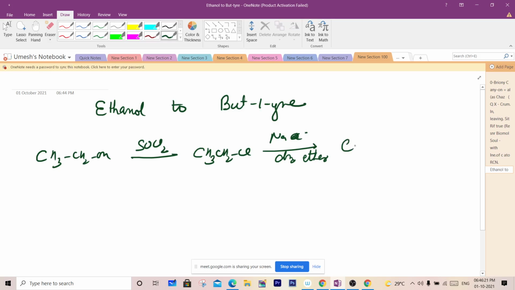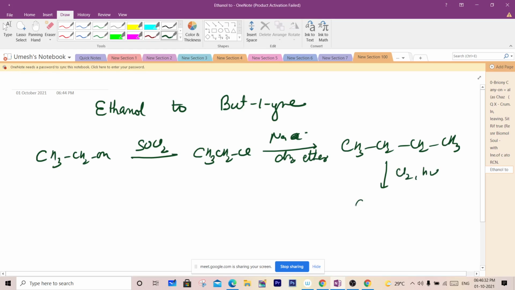Butane. Okay. Then react it with Cl2 and light. What is the possible product now? CH3CH2CH2CH2Cl. Last means we want to put the chlorine at the last number.